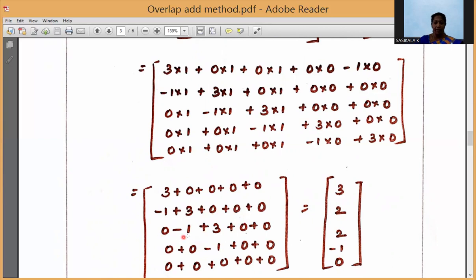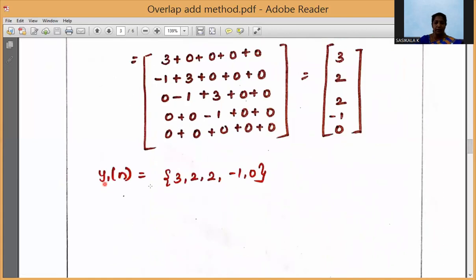And third row, 0 minus 1 plus 3 plus 0 plus 0. And fourth row, 0 plus 0 minus 1 plus 0 plus 0. And fifth row, 0 plus 0 plus 0 plus 0 plus 0. So here I have got 3, 2, 2, minus 1, 0. So y1 of n is equal to 3, 2, 2, minus 1, 0.